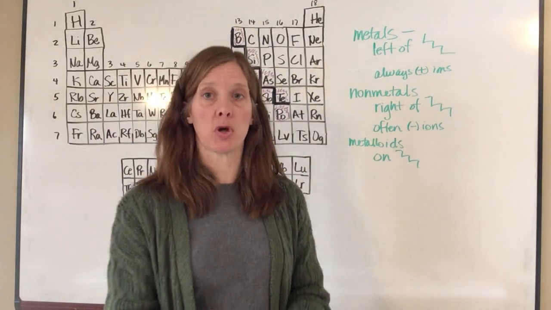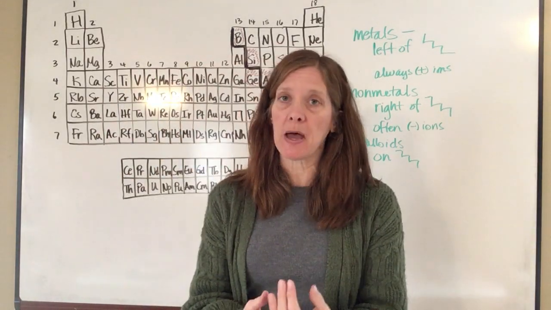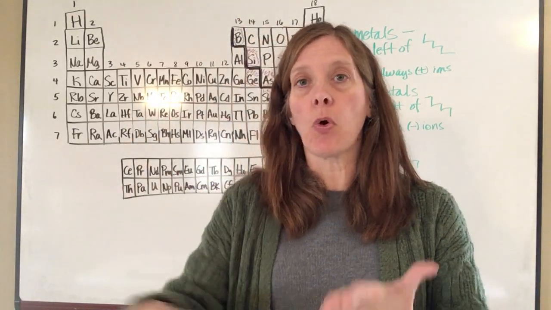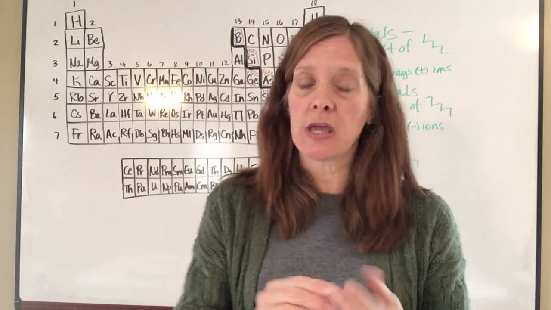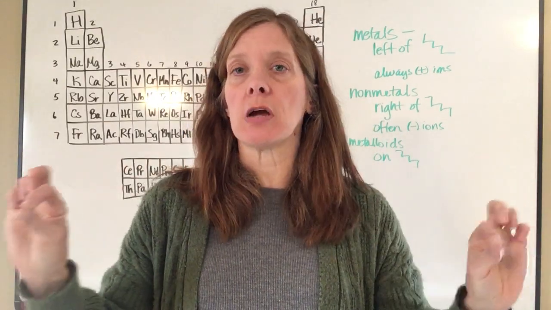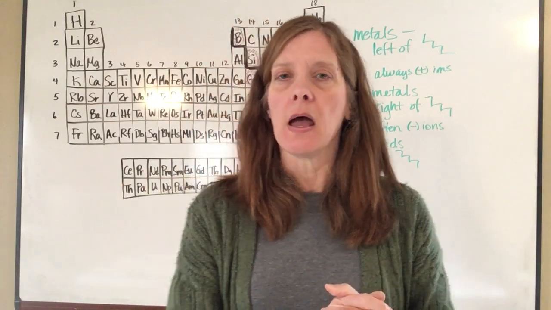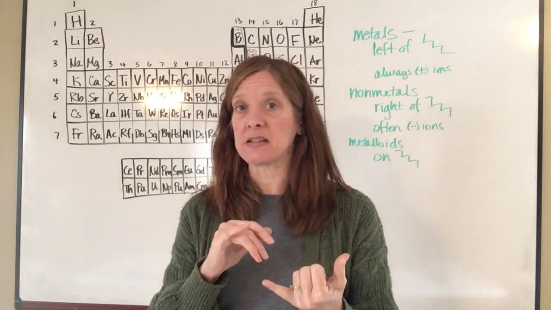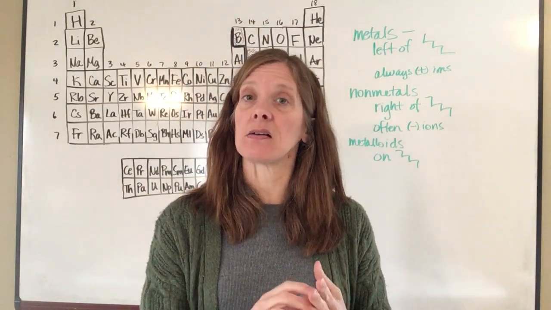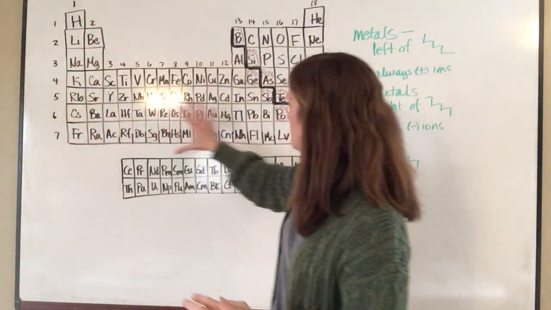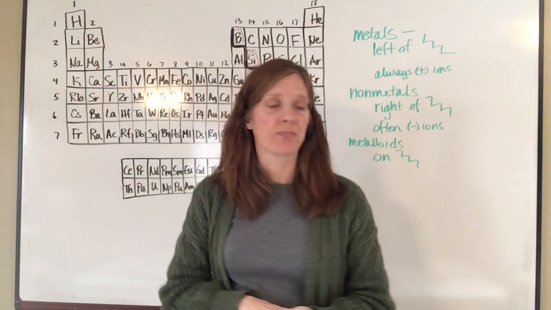Now, you're familiar with metals. Properties of metals include things like they're shiny. You can roll them out into a sheet. You can draw them out into a wire, so they're ductile. That's what that word means. You can draw it out into a wire. They are very good at conducting heat and conducting electricity. So everything over here is going to be a metal.